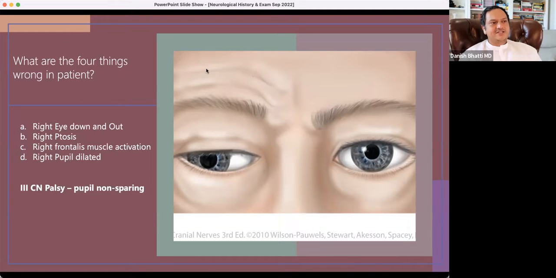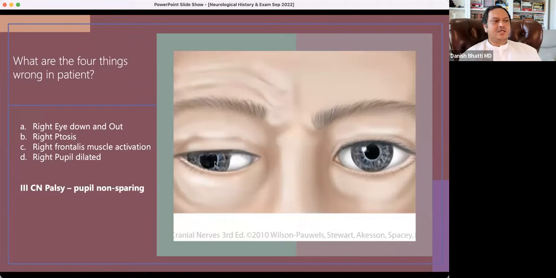The right frontalis muscle is activated and you see an increase on the side, and that is likely a compensatory problem, the frontalis being activated to lift that eyelid which is down. Without this frontalis activation, the eyelid will go down even more. That is a compensatory phenomenon, and that's why the right eyebrow is also lifted up. They're trying to activate the frontalis as a compensation for the levator palpebrae superioris to try to lift that eyelid.